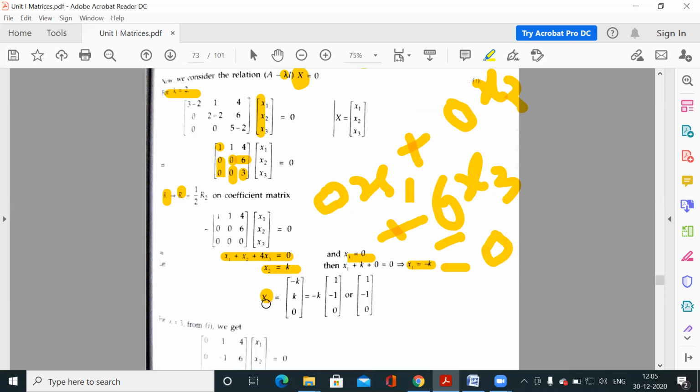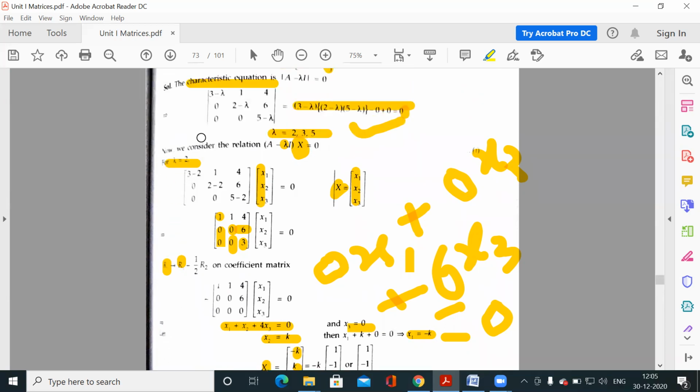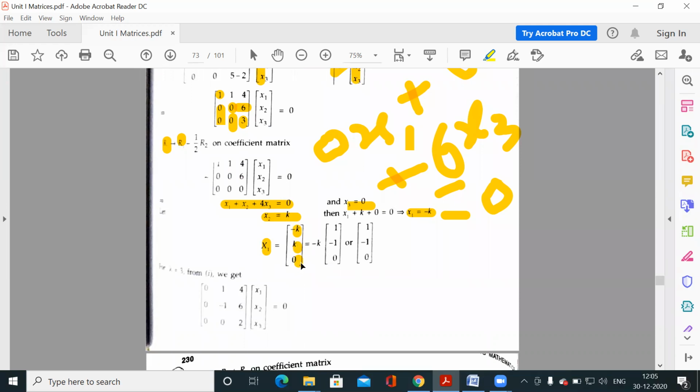So what is the eigenvector? It is x1, x2, x3. So x1 is minus k, x2 is k, and x3 is 0. Clear? So this is your eigenvector corresponding to eigenvalue 2. Now this k is any independent real number. So you can take k as 1 or 2, 1 by 2, 0.5, 1 by 3, 1 by 10, 100, minus 100, any real number except 0.